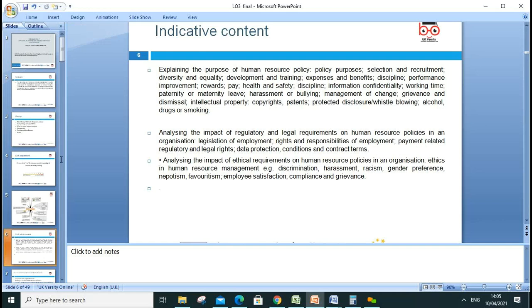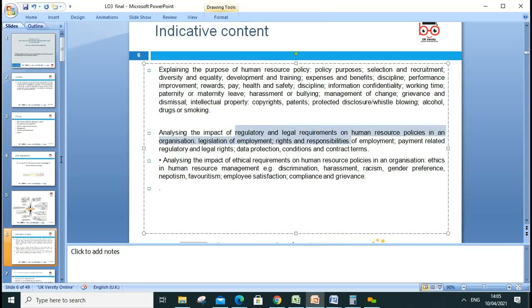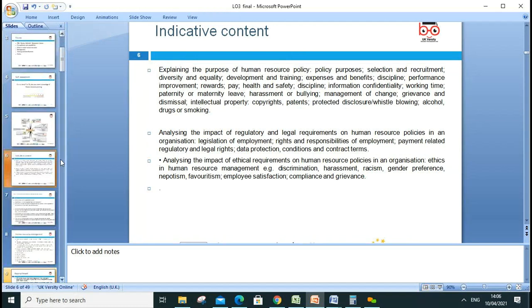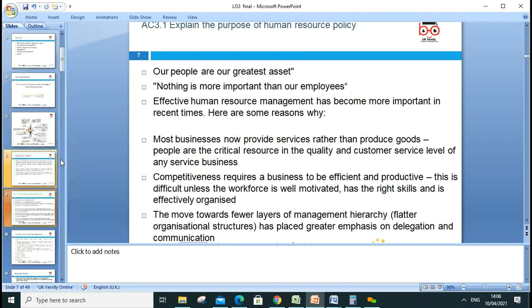Today's lesson has an indicative content. What we are supposed to learn is the human resource policies: selection, recruitment, discipline, pay, health and safety, bullying, harassment, all these legislations which we'll go through, and we will discuss other implied and express rights. We'll go through moral and ethical issues: harassment, racism, gender pay gap, favoritism. Those are huge issues at the moment, and compliance, and the grievances. All this will be focused in our discussion.